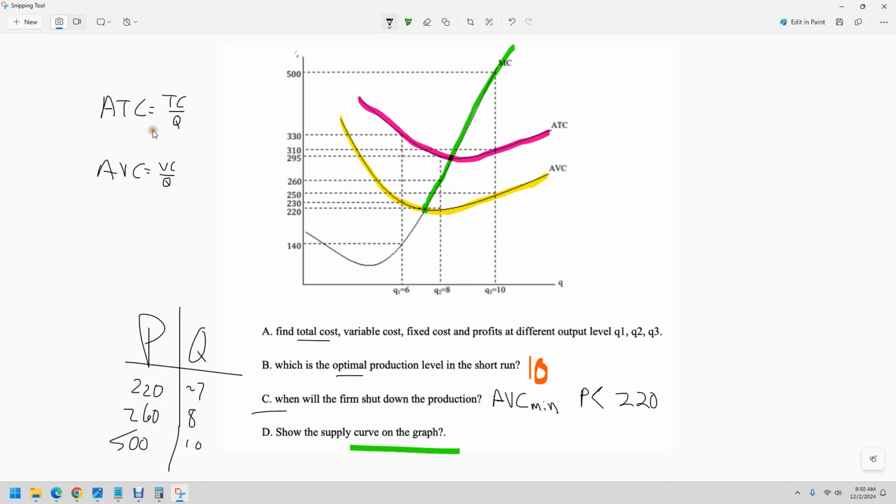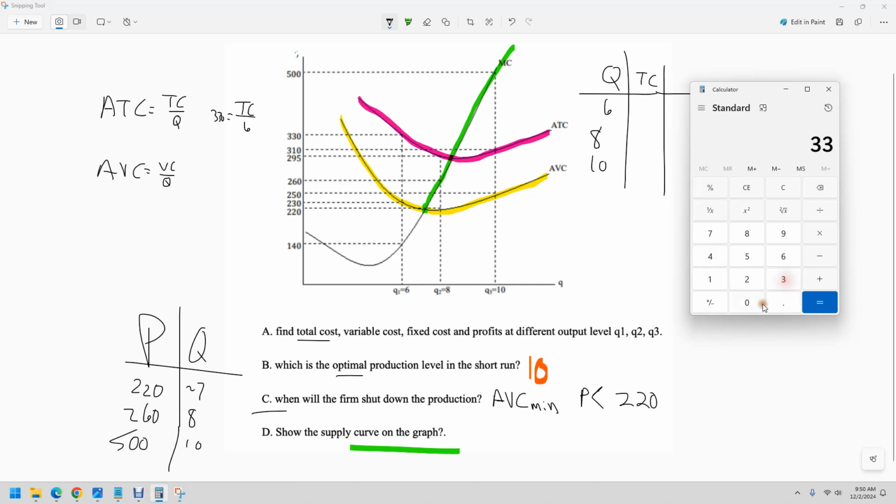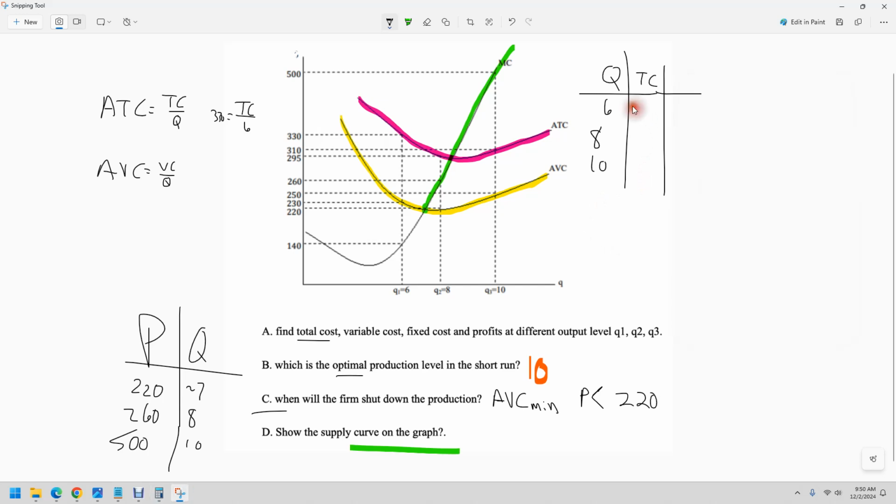And then we don't know the total cost. So it would look like this, 6 equals 330, and then that would be total cost. Rearrange everything so that total cost, I guess we can make a little table here. So what we're doing is 6, 8, and 10, total cost, and it would be 330 times 6, 1980.